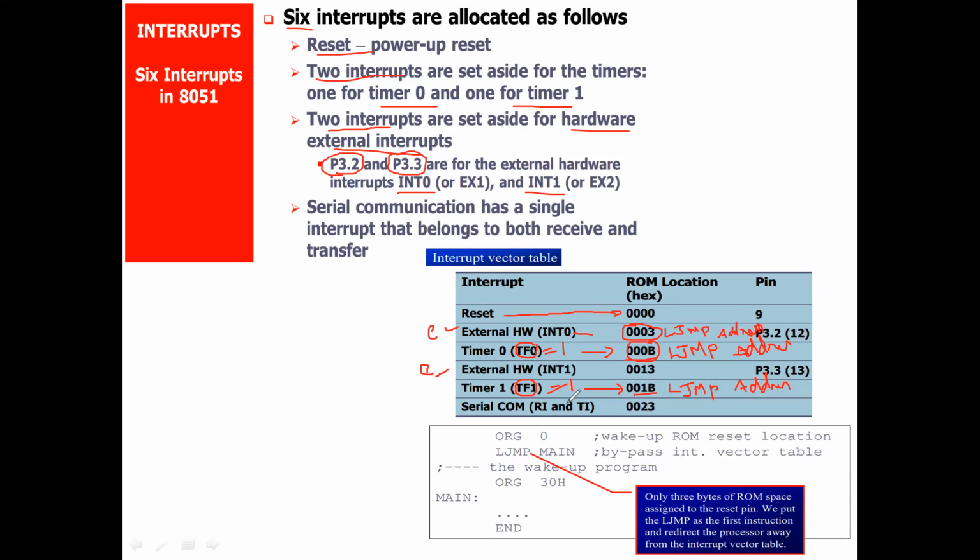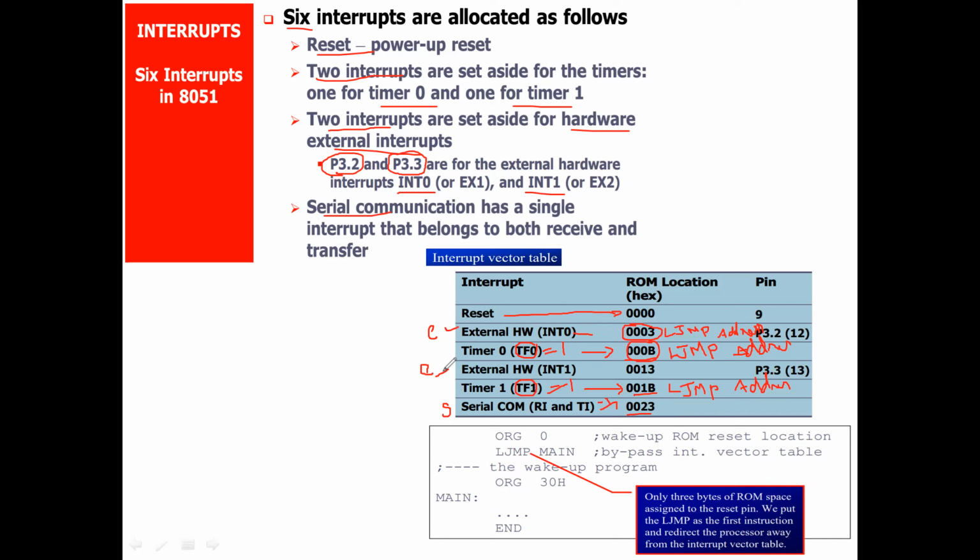Similarly, we have serial communication. Upon successful data reception or data transmission, this particular flag will be set to 1. Once this flag is set, I can provide some software interrupt so that when a character is transmitted, I want to perform this operation automatically. Automatically it will be done, and in this location that particular program will be loaded. So we have almost 6 interrupts, very important.